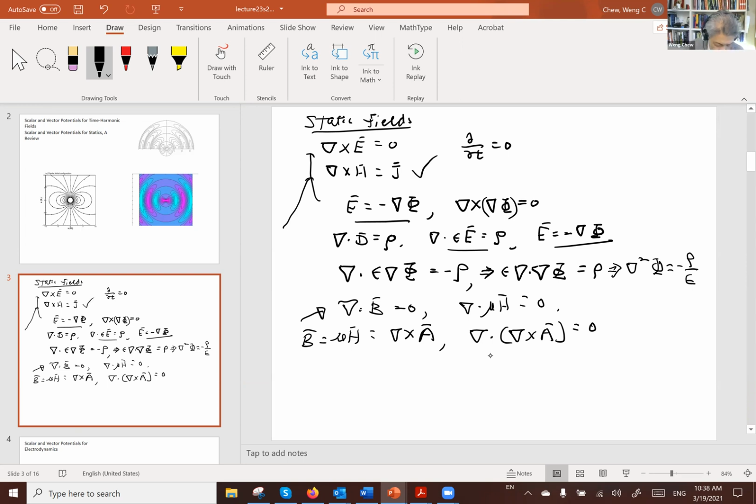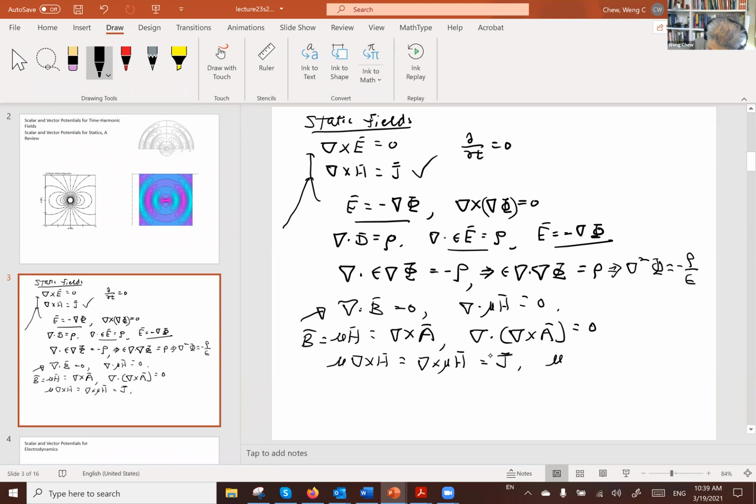Then what we need to do is to make the magnetic field satisfy Ampere's law as well. So when you plug that in, this essentially implies that, well, I can multiply this equation by mu, which is curl of mu H, assuming that mu is a constant.